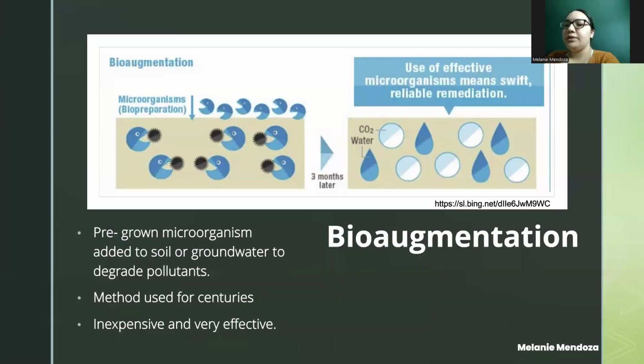Bioaugmentation. Bioaugmentation has been around for thousands of years at this point. In ancient Greece and Rome, they used to direct wastewater through complex networks of channels and reservoirs to create an environment ideal for microbes to grow in. And in the process, they would break down organic matter and organic contaminants that were in that wastewater.